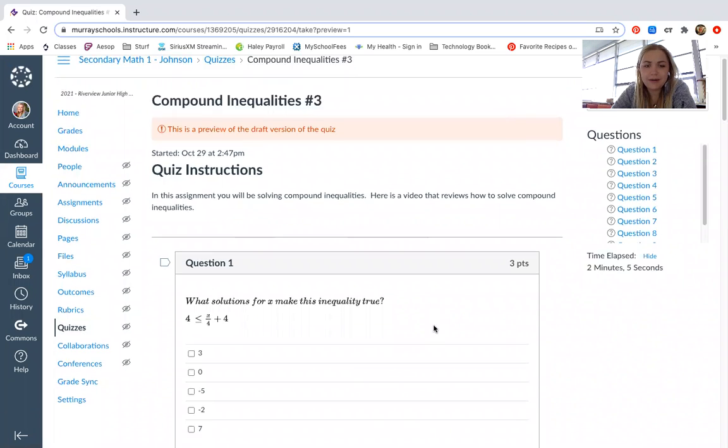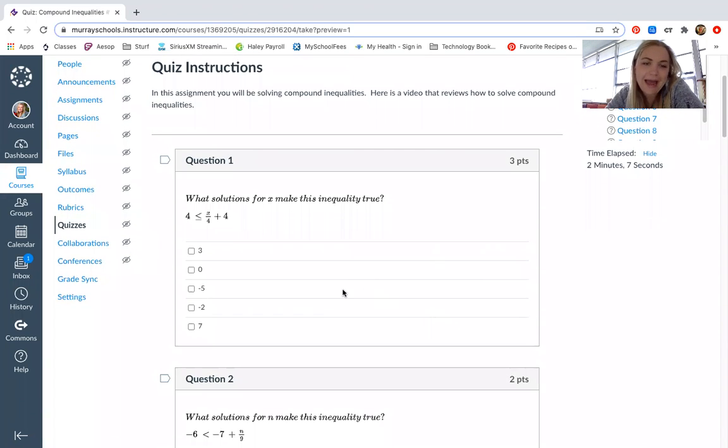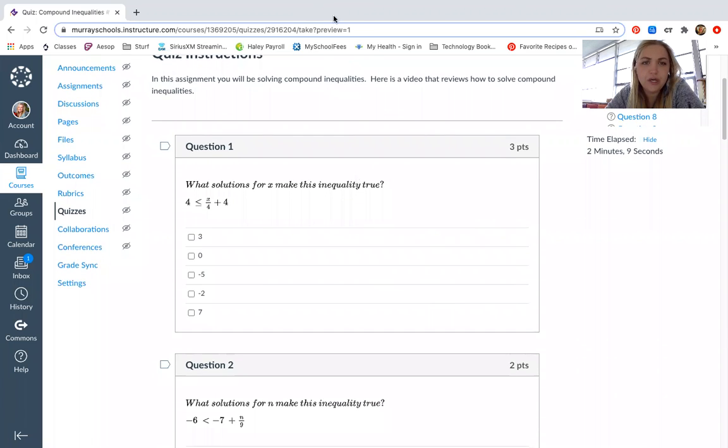All right, ninth graders, let's talk about problem number 1. It says, what solutions for X make this inequality true? So there are a couple of different ways you could solve this. Probably the most time-consuming way would be to take each one of these answers, replace it in the inequality for X, solve, and see if it's true. That would work, but I think it's actually easier for us to solve this inequality first.